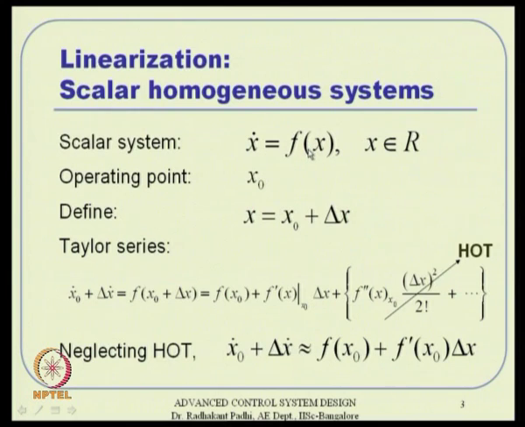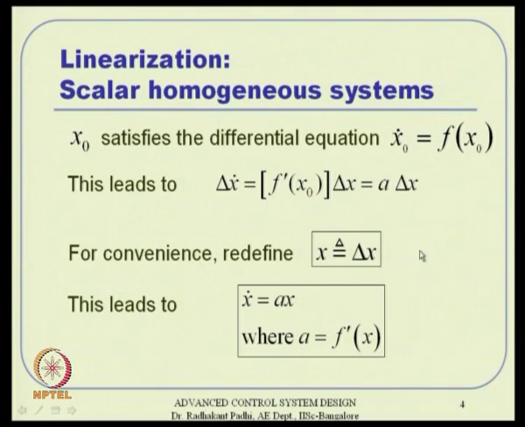So, what is the implication? This first term and this first term will cancel out. This is exactly equal to that. So, that is what you do here, and what are left out? You are left out with this term being approximately equal to that term. So, that is what you are doing here. So, the x 0 satisfies the differential equation exactly. So, that is why this is valid, and this leads to this equation.